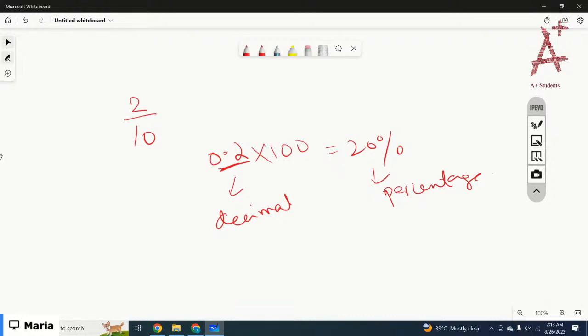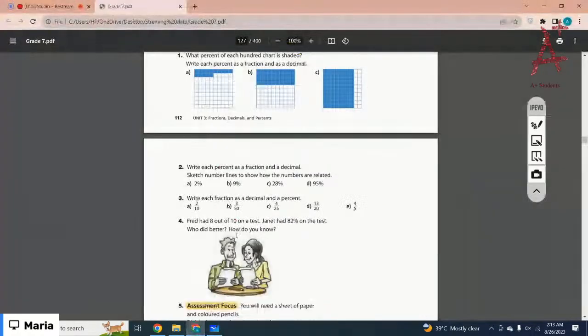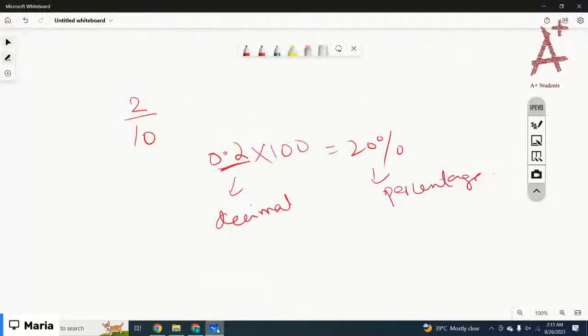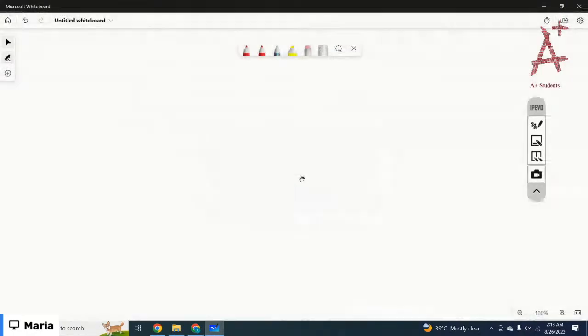Okay, the next one is 3 over 50. So 3 over 50, when you divide 3 by 50, it is 0.06, right? And you have to multiply it by 100. 0.06 times 100, that would be 6%, right? That means when you convert it into the percentage form, it would be 6%.